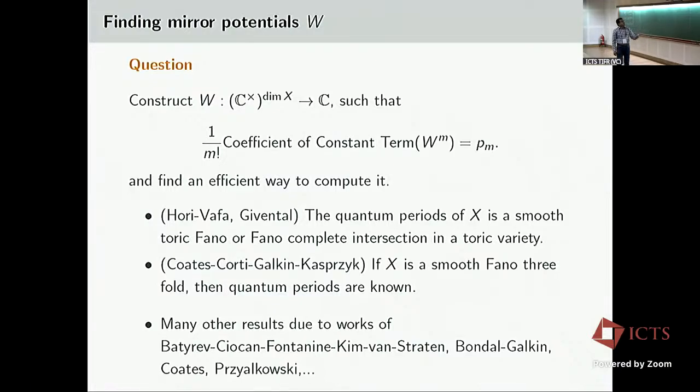Right. So this came out of the physics side. Hori, Vafa, Givental computed this for smooth toric and Fano toric complete intersections. Galkin, Coates, Corti, Kasprzyk were interested in it. They took the list from Iskovskikh's classification of Fano threefolds, and then they computed all of this. So this is just the history. And then this paper of Batyrev, Ciocan-Fontanine, Kim, van Straten used the works of Lakshmibai and Gonciulea to prove their results.